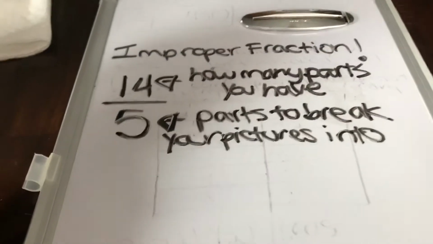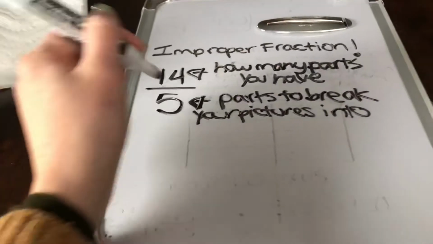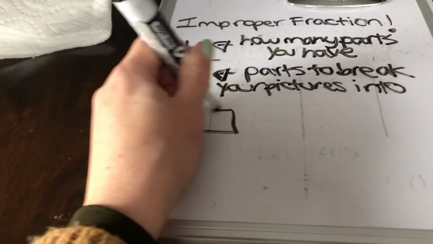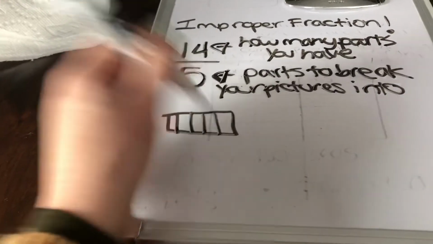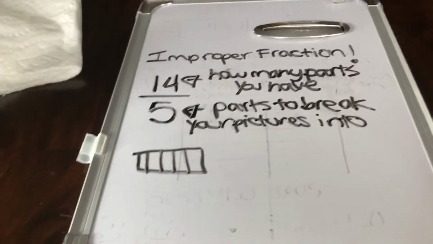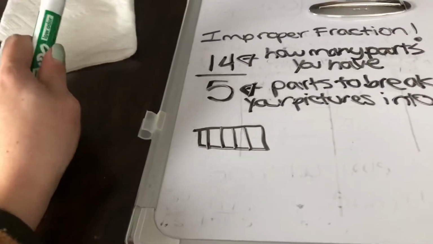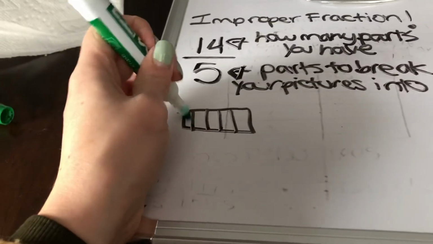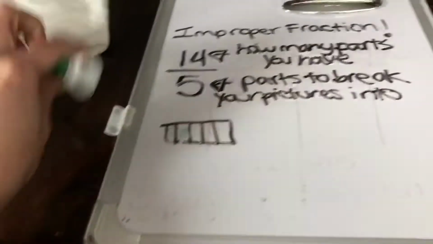okay? So what we're going to do is the denominator tells us how many sections to divide our rectangles into. So I'm going to draw a rectangle and I'm going to break it into 5 parts. Okay. I need to draw as many rectangles as it takes so that I can end up shading in 14. So I'm just going to start shading here. Well, looks like this marker doesn't work.